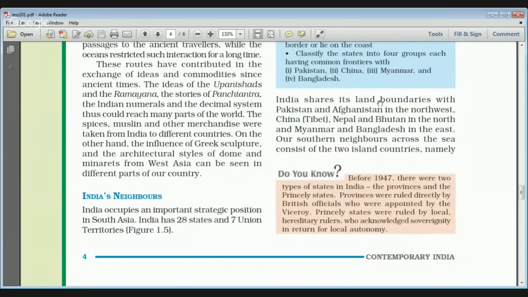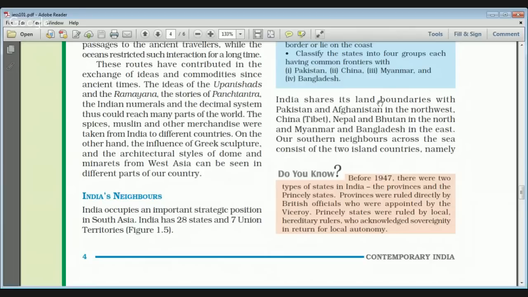Although in reality India doesn't touch Afghanistan, we claim that because POK is still a part of India. We consider Pakistan Occupied Kashmir as part of India, and that actually has a boundary with Afghanistan. That is why we also consider Afghanistan as our neighbor.